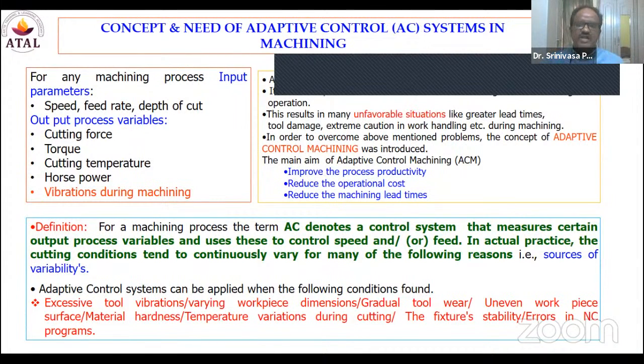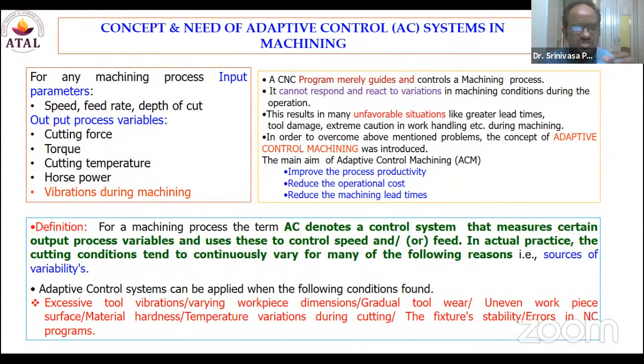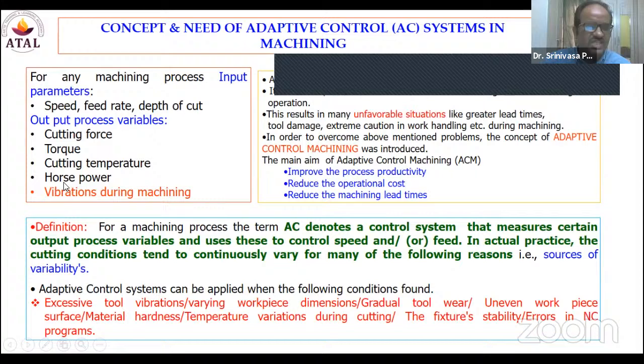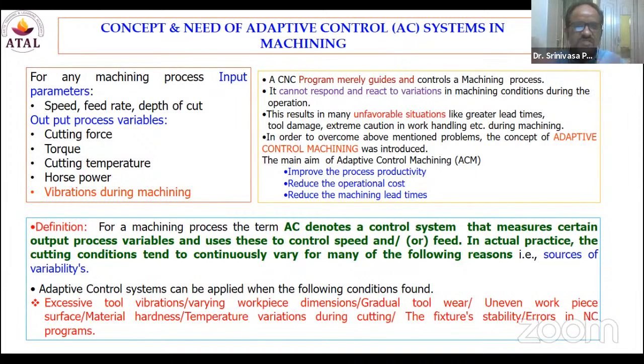Now, coming to the definition of the adaptive control system, adaptive control measures certain output process variables. It measures the cutting forces, it can measure torque, temperature, horsepower, and vibrations, and uses these output process variables to control speed, feed, and depth of cut while machining is in running condition. It means adaptive control is going to take a logical decision about input parameters based on the output process variables. Just remember this statement, and this must be understood.